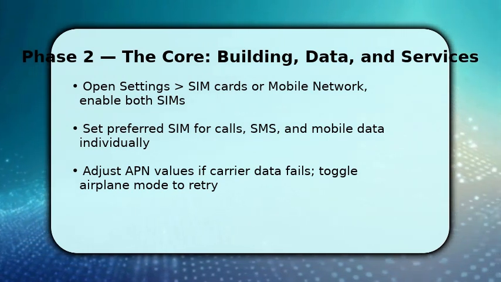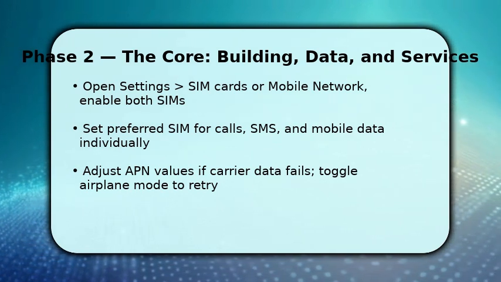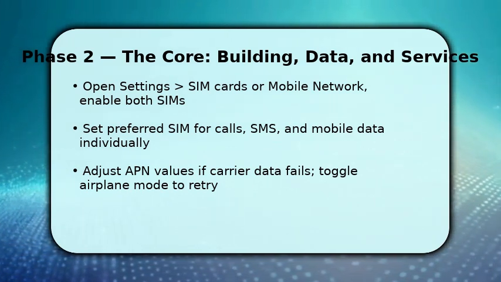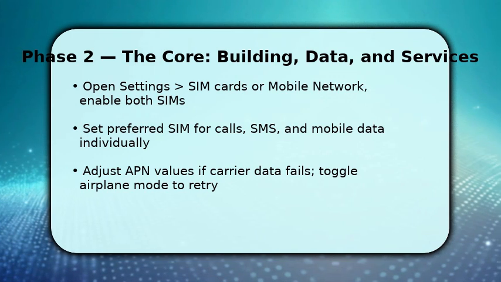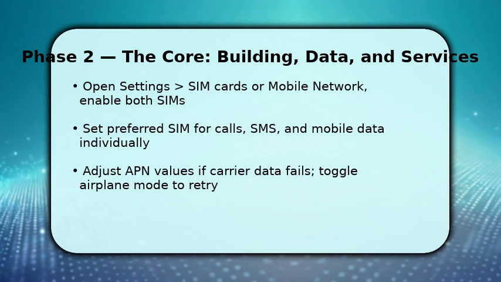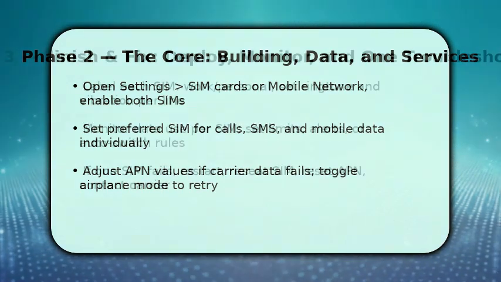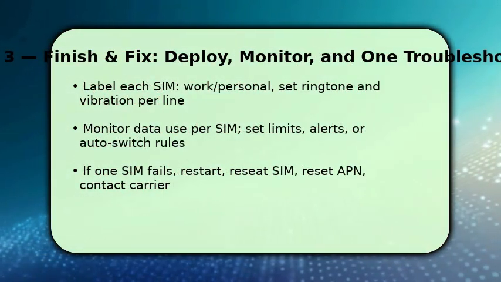If you need to use data switching, set the preferred SIM for mobile data and enable data roaming selectively. Adjust APN values when a carrier's data isn't working, and toggle airplane mode to force a network re-register. This ensures both numbers work reliably and avoids dropped connections. Finish by personalizing and protecting your setup.